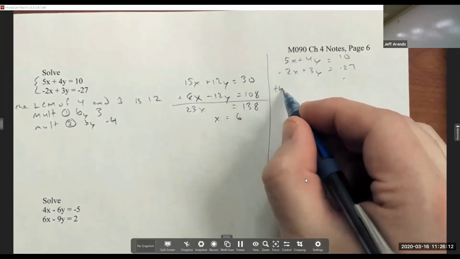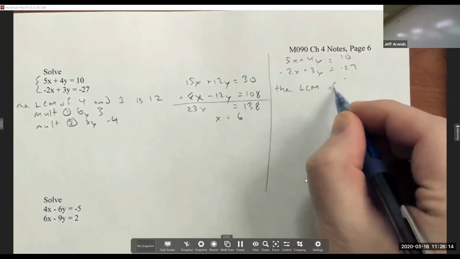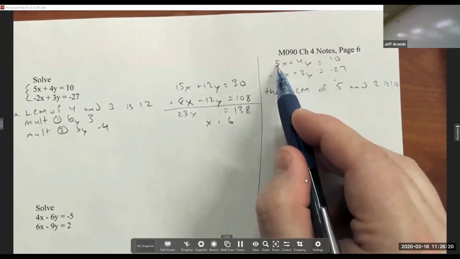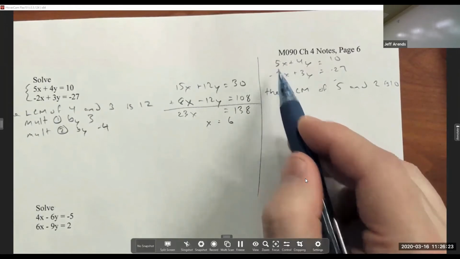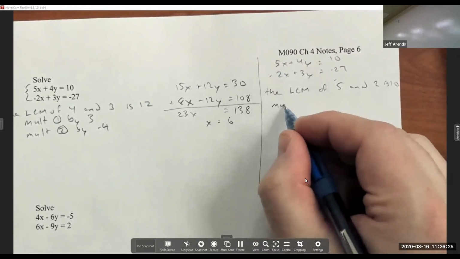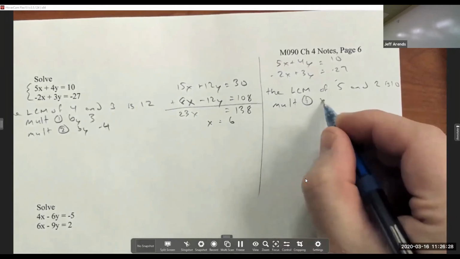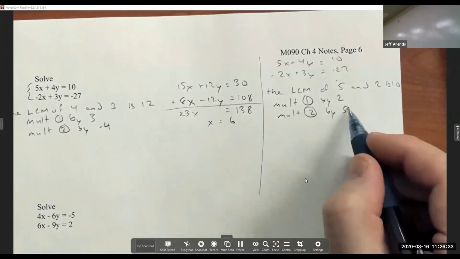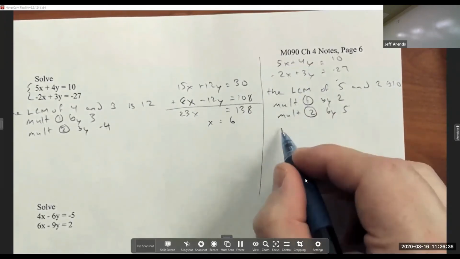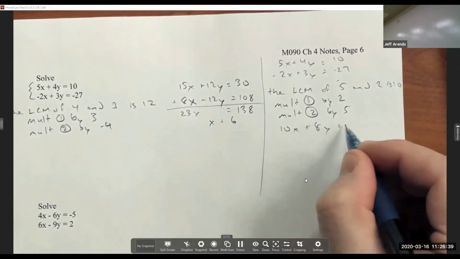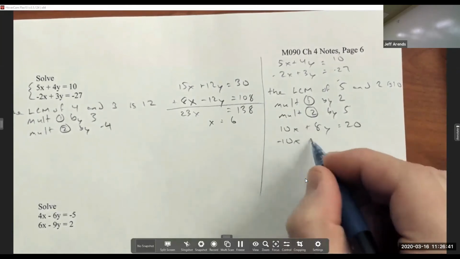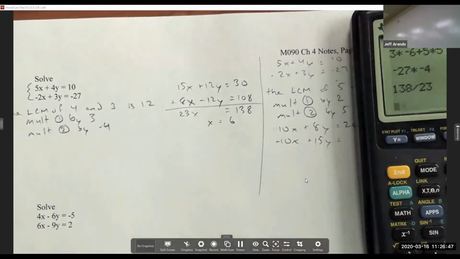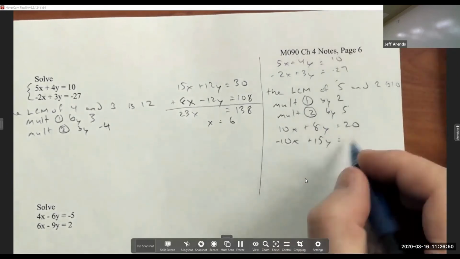the LCM, least common multiple, of 5 and 2 is 10. So let's see, if I multiply this by 2 and this one by 5, that's going to be a positive 10, this is going to be a negative 10. So that's what I'm going to do. I'm going to multiply the first equation by 2 and multiply the second equation by positive 5. So I get 10x plus 8y equals 20, negative 10x plus 15y equals, I have to ask my calculator again, 27 times 5 is negative 135.